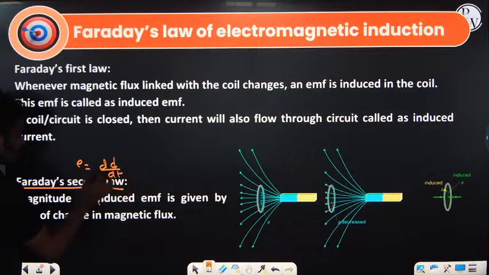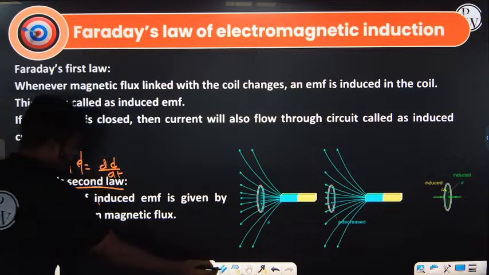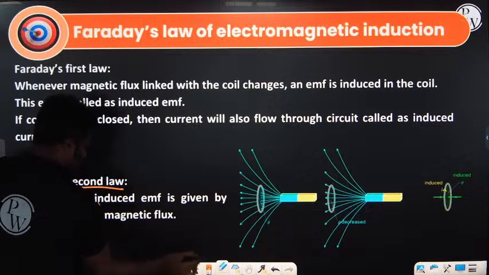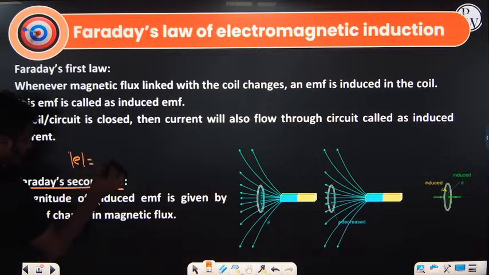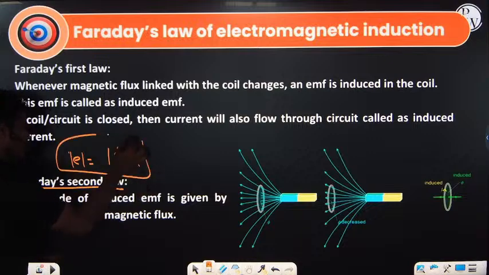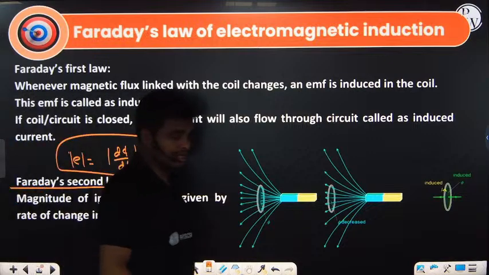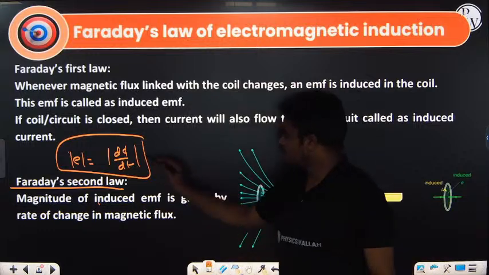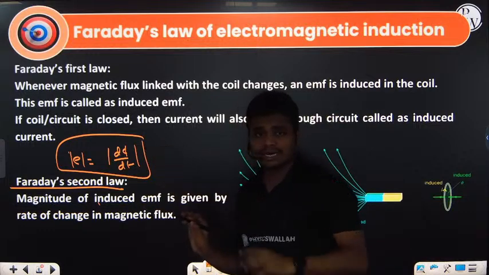phi by dt. The magnitude of the induced EMF is given by E equals d phi by dt, that is, the rate of change in magnetic flux. This is given by Faraday's second law. The magnitude of the induced EMF is d phi by dt. This one is the instantaneous value of the EMF.